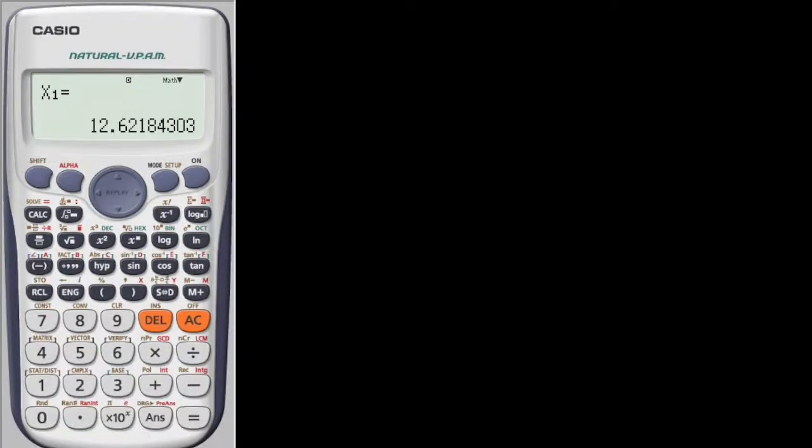So then our a is 2, b is minus 1, and c is minus 306. Now how do we solve? Press equals. It says x1 is 12.62. Next, x2 is negative 12.12. Something wasn't done right. You can't get a position that has a decimal. It doesn't work. There's a mistake.